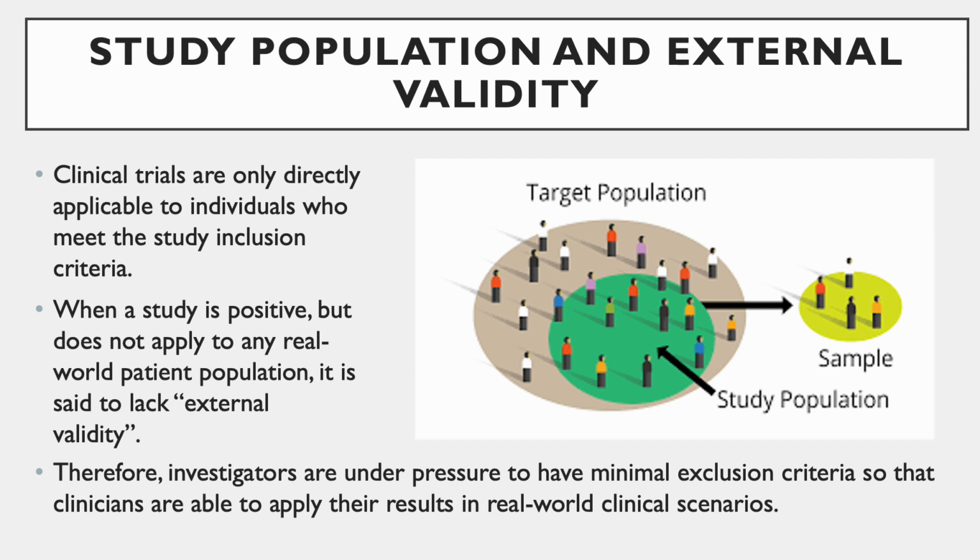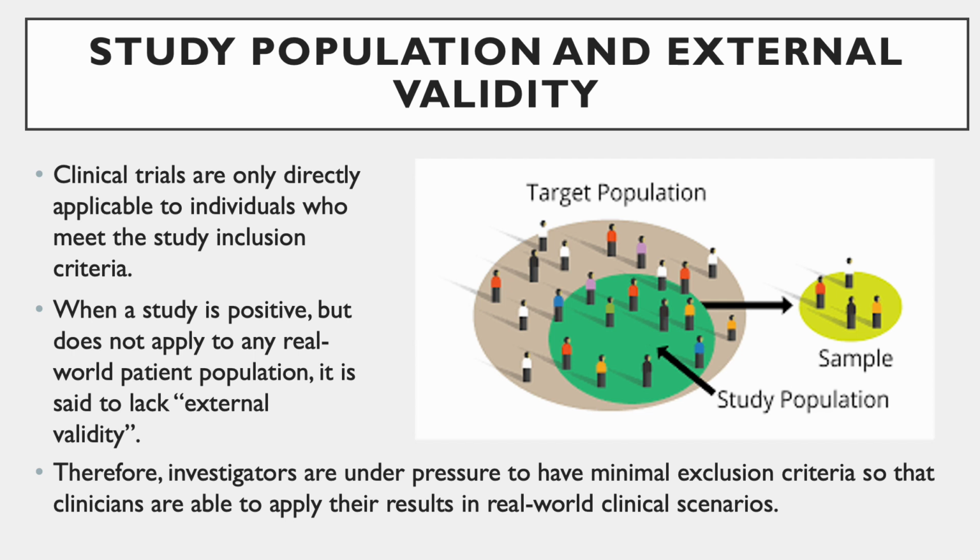So, technically, the results of a clinical trial can only be directly applied to patients who would have met the study inclusion criteria. Some studies have a lot of exclusion criteria, so that the patient population is molded and sculpted and gerrymandered until the end result is patients who don't resemble the ones that we actually see in our practice. And that sort of study is said to lack external validity.